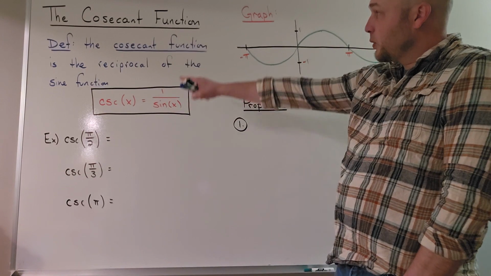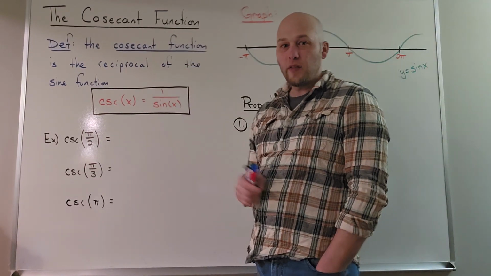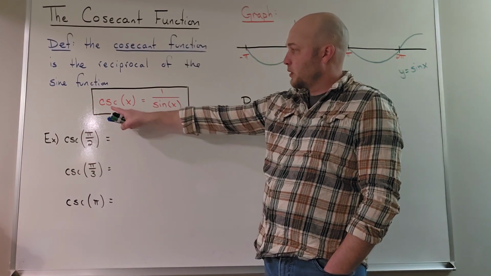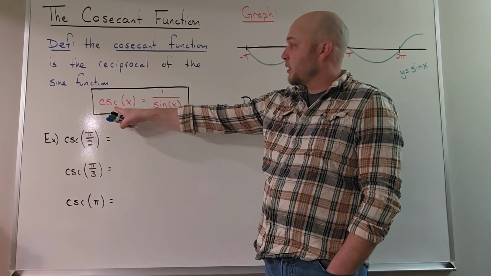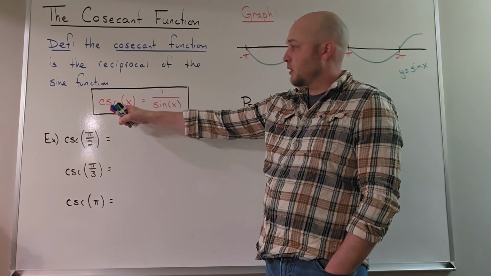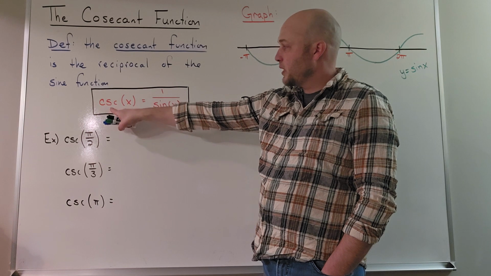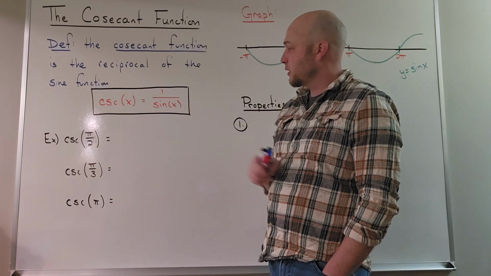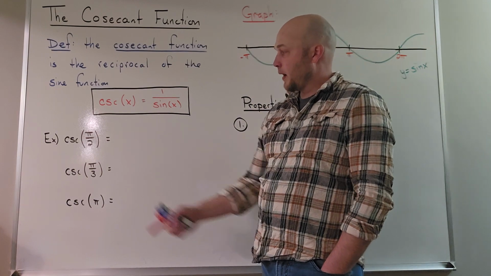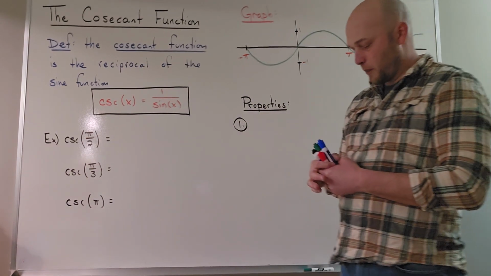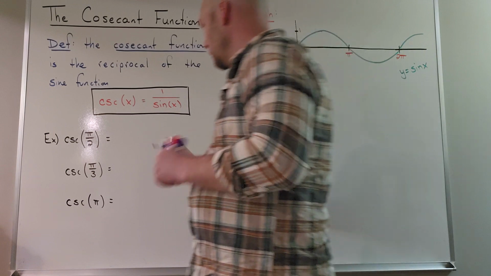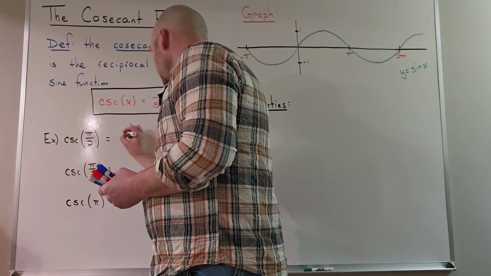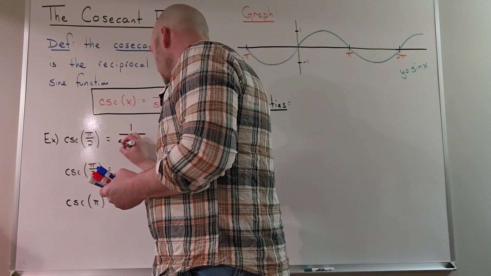First and foremost, the cosecant function is the reciprocal of the sine function. In other words, CSC is the abbreviation for the cosecant function. That's the notation we use. So the cosecant evaluated at x is the reciprocal of the sine function evaluated at x. All right, in particular, the cosecant of pi over 2. This is 1 over sine of pi over 2.